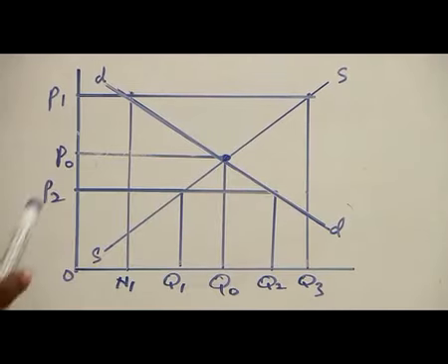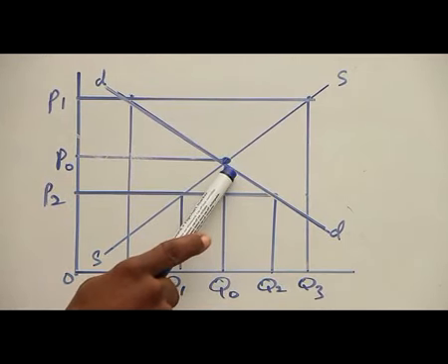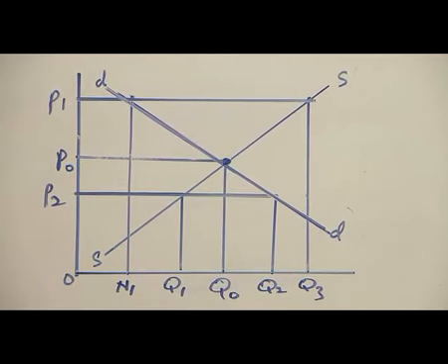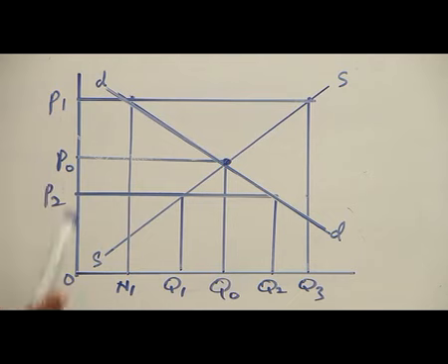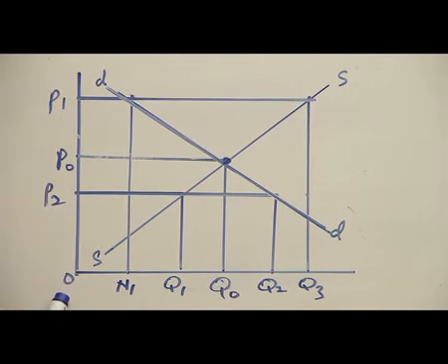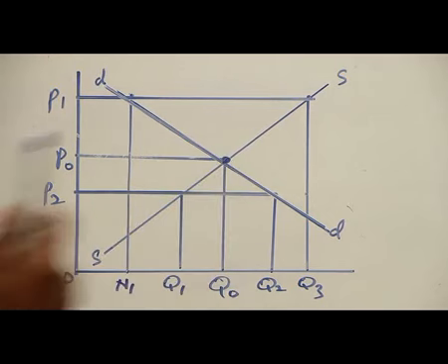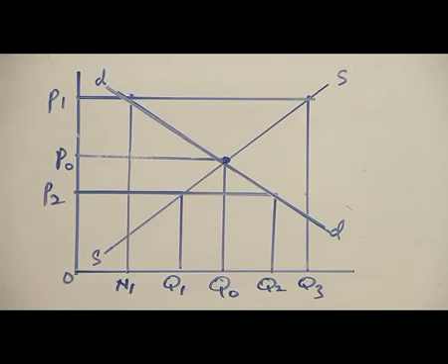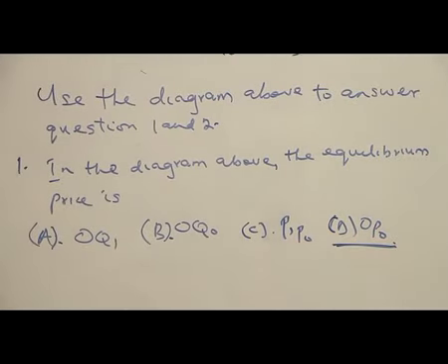Looking at the diagram, you observe that this is where the demand curve and supply curve meet. If you take it down to the quantity axis, we have Q0. Take it to the price axis, we have P0. So the equilibrium price will be what? OP0, because this is where we have the intersection of the two. So the right answer is letter D, OP0.